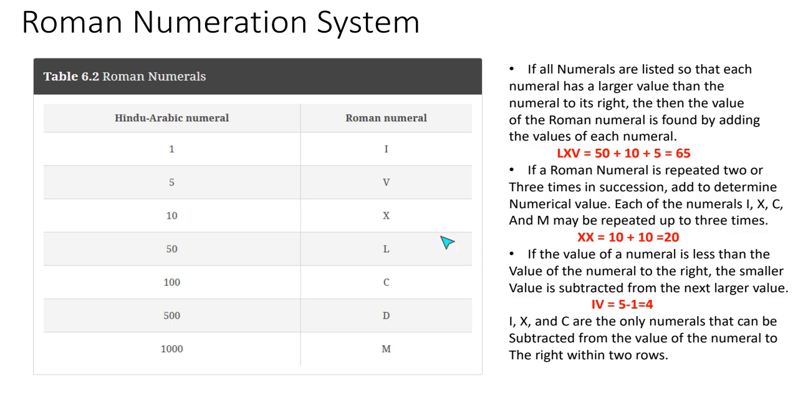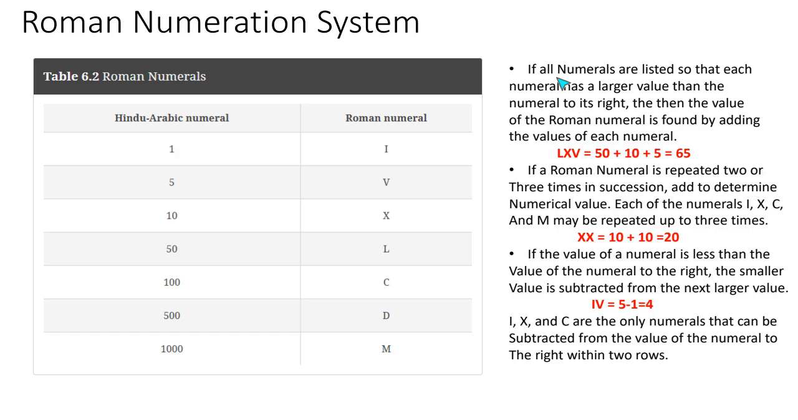The symbols that we use for the Romans are the letter I, which represents 1, the letter V, which represents 5, X represents 10, L represents 50, and C represents 100, and then D is 500, and M is 1,000. And so on the right side here, I have 3 important rules for the Roman numeration system. Let me go through each of these.